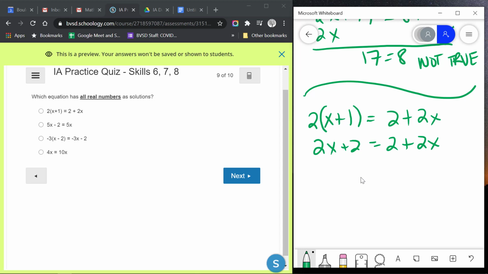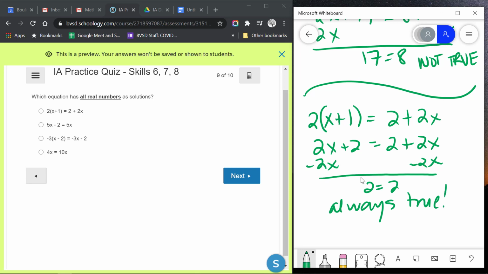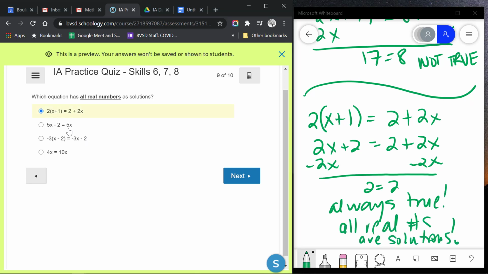But let's just convince ourselves further. So suppose I do the same thing here. I subtract 2x from both sides. I get 2 equals 2. That's always true. 2 is always equal to 2. Always true. So all real numbers are solutions. And you can convince yourself by testing out these other ones.